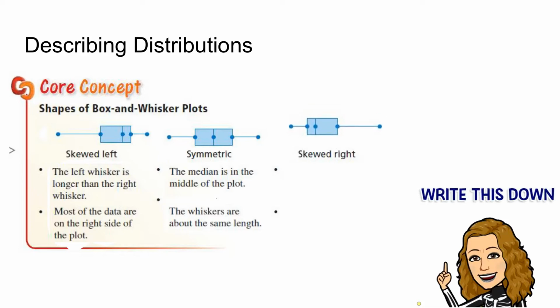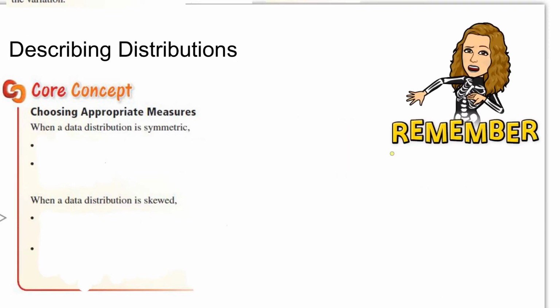For a skewed right box and whisker plot, most of the data is on the left side of the plot, and the right whisker is longer than the left whisker. So how do we choose the appropriate measures when discussing data?